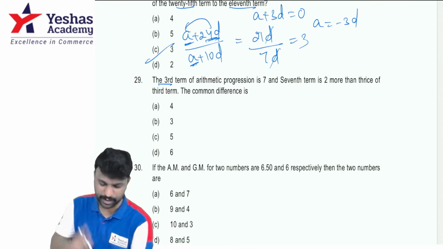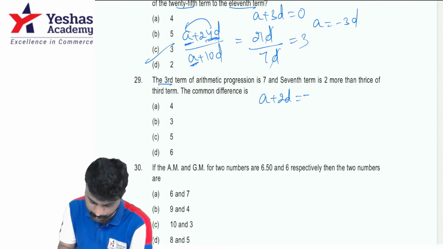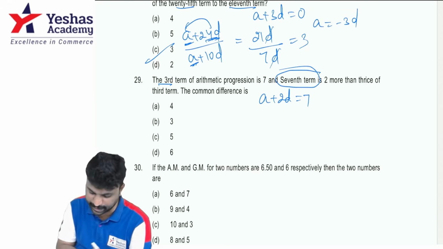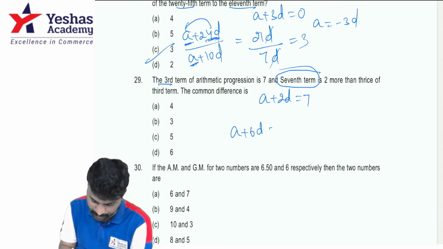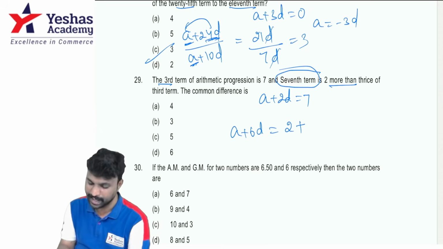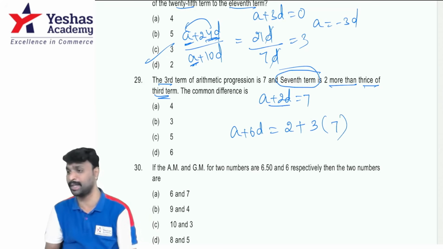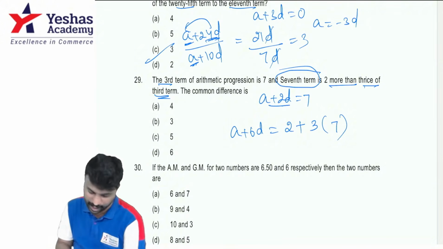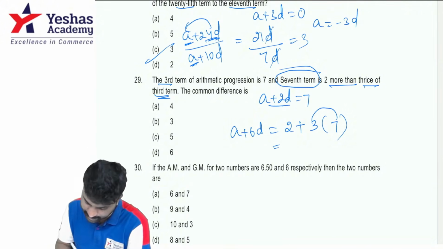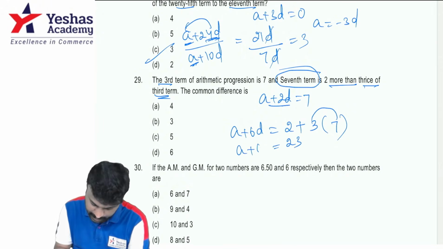Guys, 29th question. The third term of the arithmetic progression is 7. That means A plus 2D is equal to 7. The 7th term, A plus 6D, is equal to 2 more than thrice the third term. What is the third term? A plus 2D. Rather than writing A plus 2D, can I not write 7? Because the third term is A plus 2D, which is given as 7. Now 7 into 3 is 21, 21 plus 2 is 23. So A plus 6D is 23.